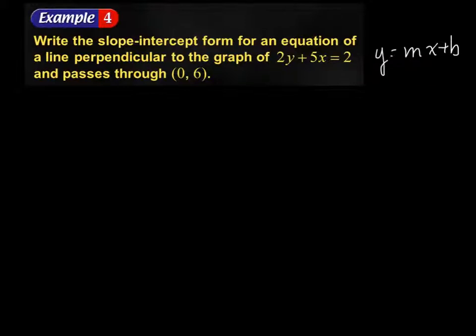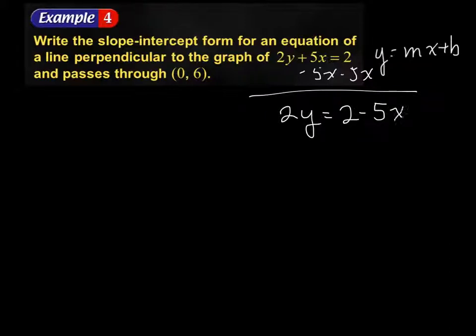Write a slope-intercept form equation of a line perpendicular to the graph of 2y plus 5x equals 2 and passes through the point (0, 6). Once again, they weren't so nice because they gave it to us in standard form, and I wish it were in slope-intercept form. So I'm going to have to subtract 5x from both sides. So I have 2y equals 2 minus 5x, and divide both sides by 2. So I get y equals 1 minus 5/2 x.